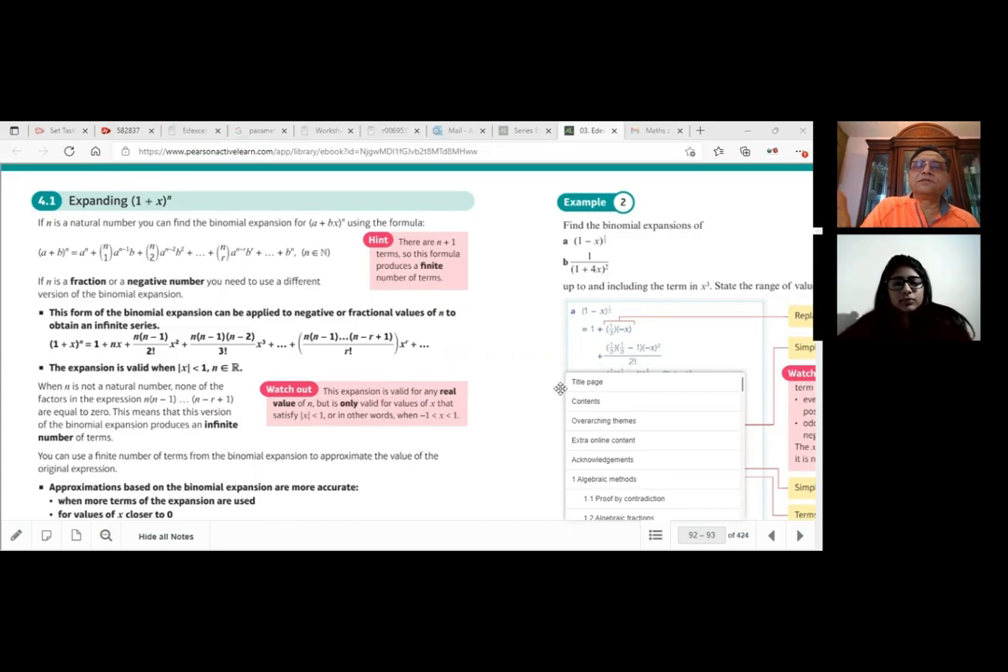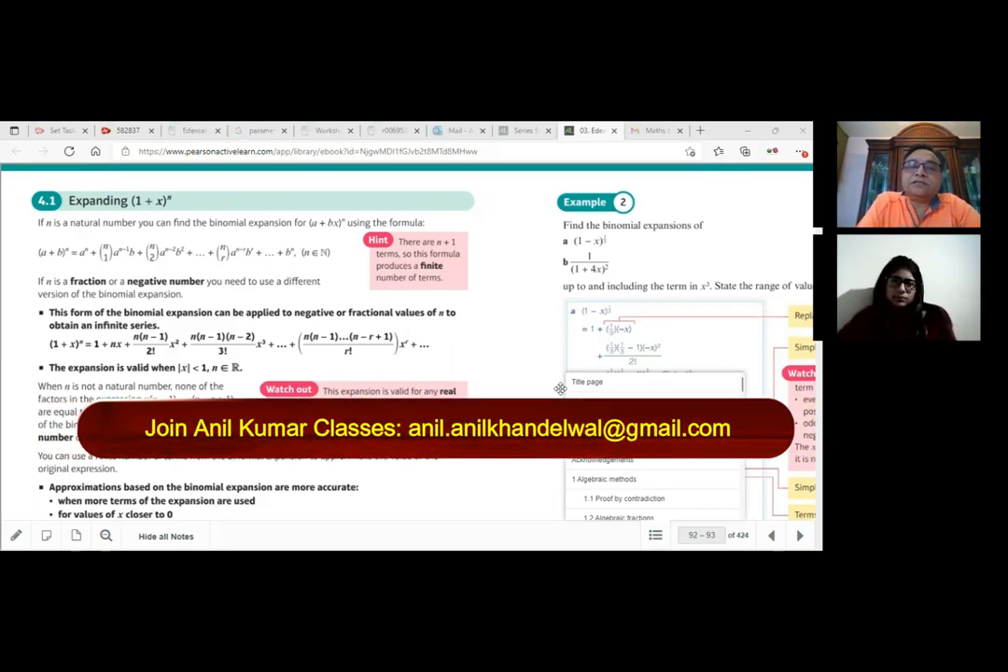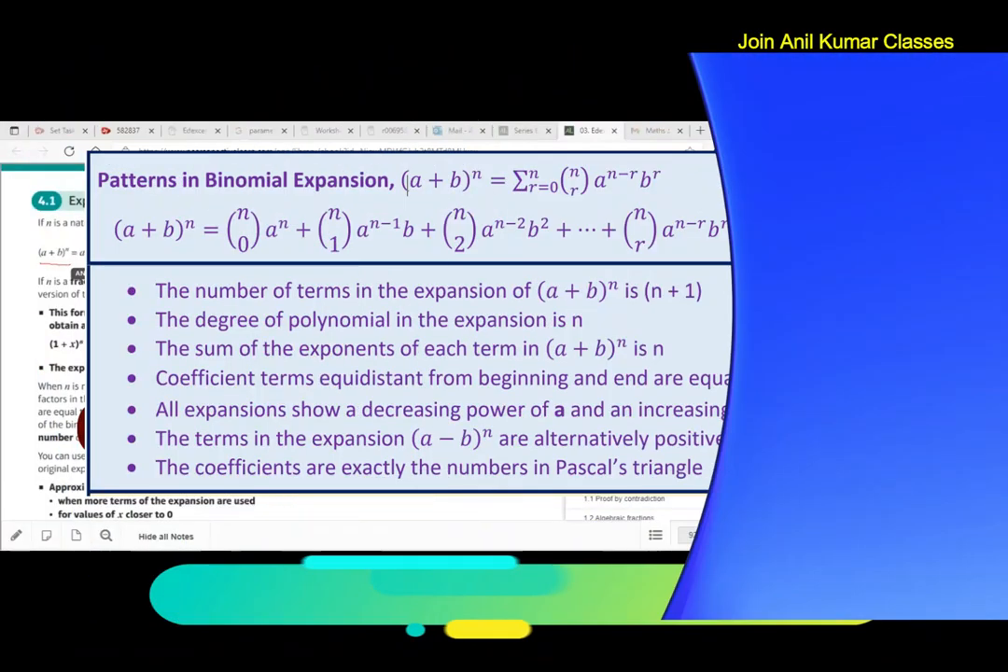So let me just see what we have. So, Amy, 4.1, expanding 1 plus x to the power of n. Now, if n is a natural number, you can find the binomial expansion of a plus bx to the power of n using this particular formula. Do you remember the formula?